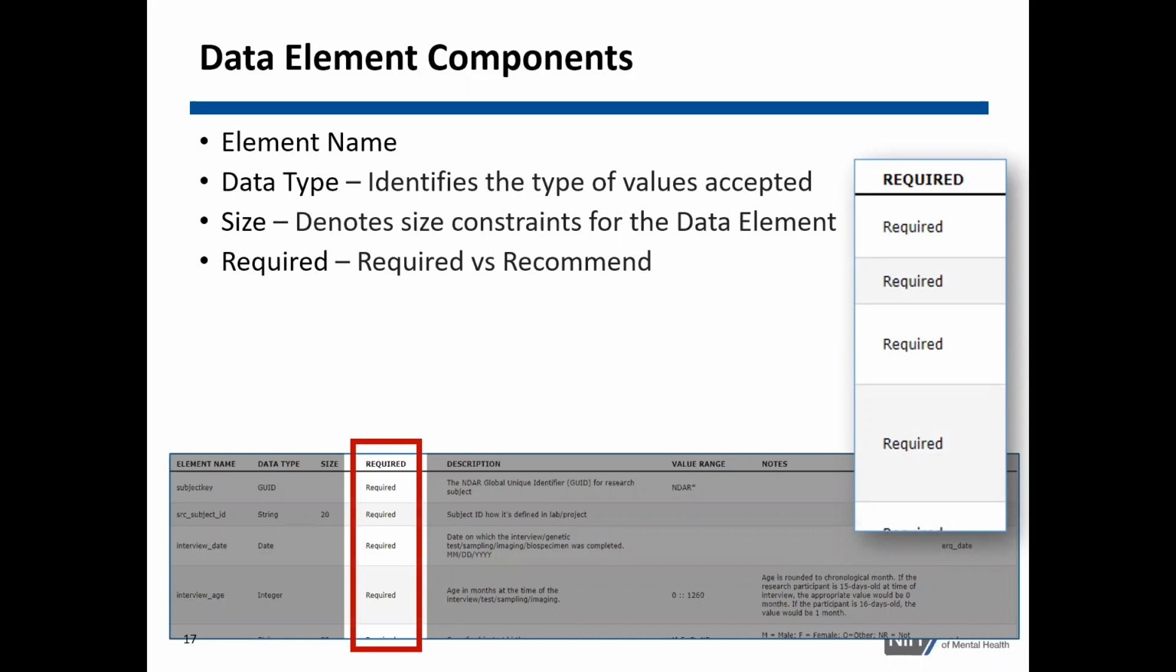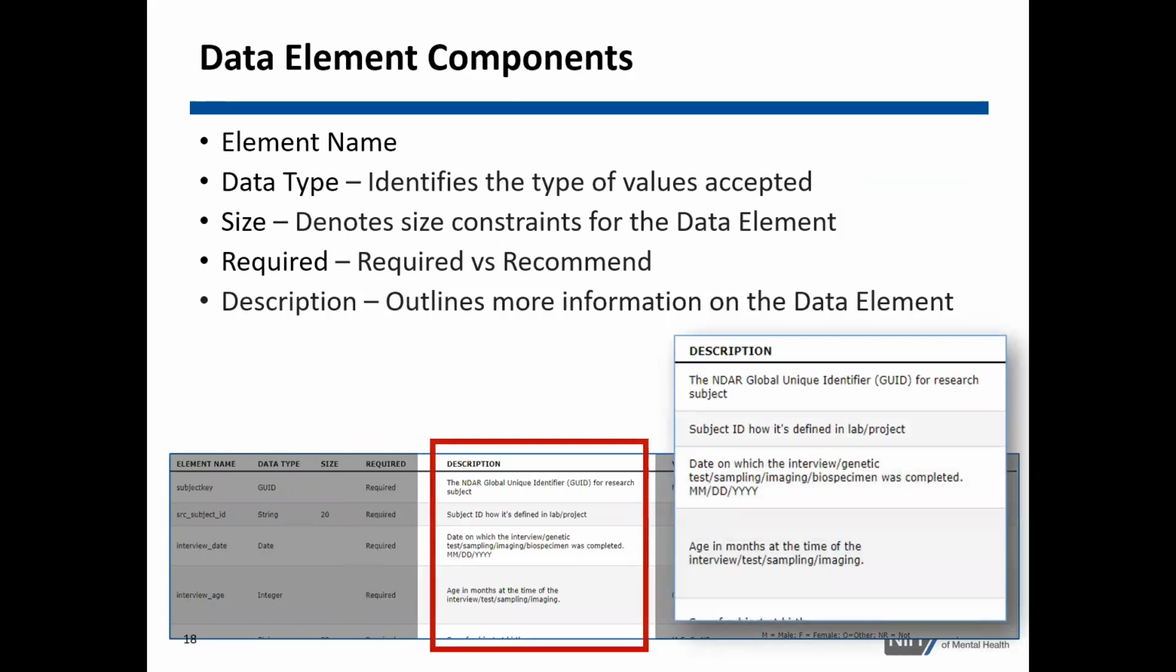If you see required for a data element, this means that there must be a value provided for that data element. If you see recommended, conditional, or optional data elements, these can be ignored completely if they're not applicable to your study. So this is important when you're looking for data structures to use for your NDA collection. Then we have our description, just outlining what that data element is identifying.